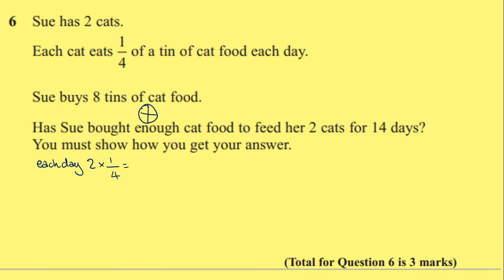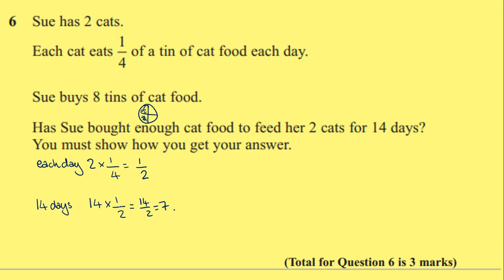Okay, so there's my tin of cat food. There's one of the cats and there's the other one of the cats. And so each day we use a half tin of cat food. Now for 14 days she'll be using half a tin of cat food 14 times. Now 14 lots of a half, you can think of that in lots of different ways, but 14 lots of a half is 14 times 1, which is 14, over 2, which is 7. That's one way of doing it.